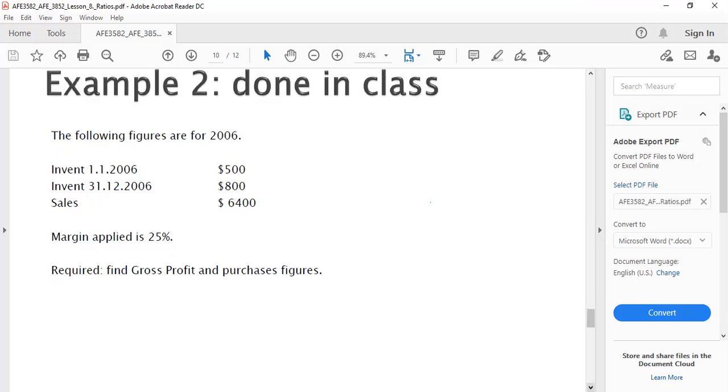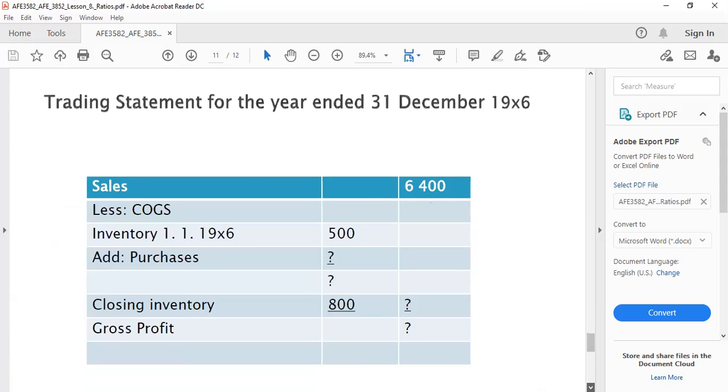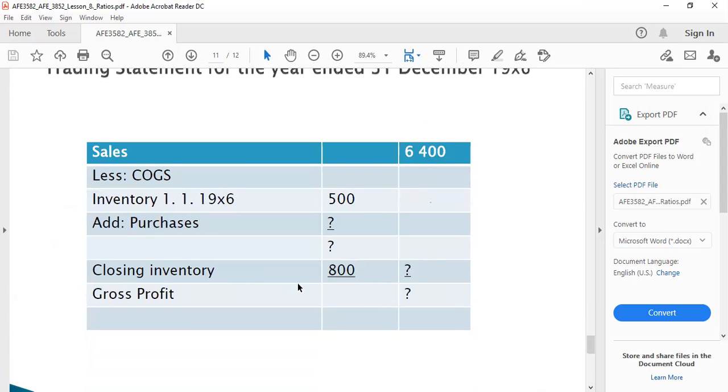Now we are given a trading account here. You are asked to calculate our gross profit and our purchases amount. We calculated our gross profit, 1,600. But we know that you cannot find purchases if you do not know your cost of goods sold. Do you understand?